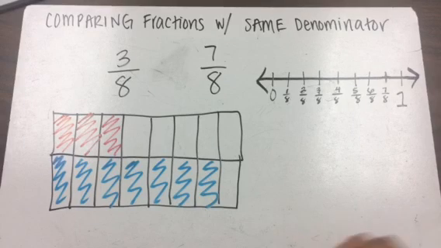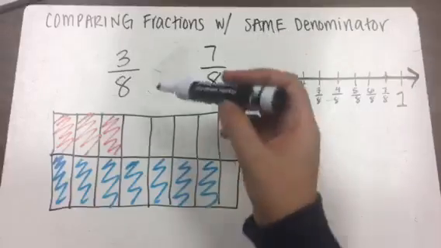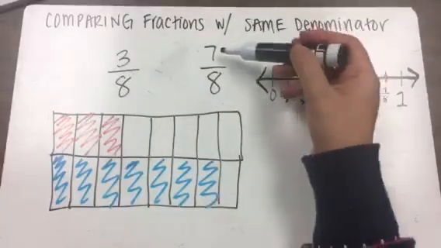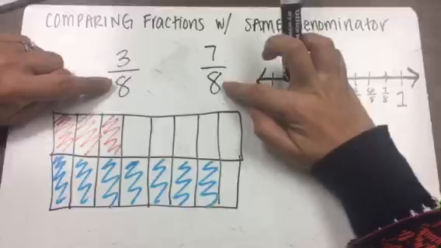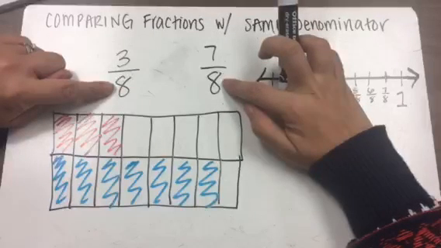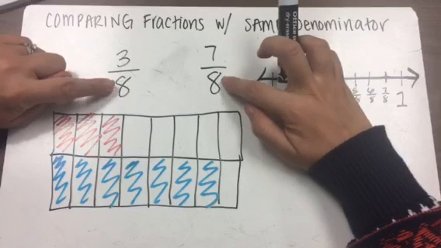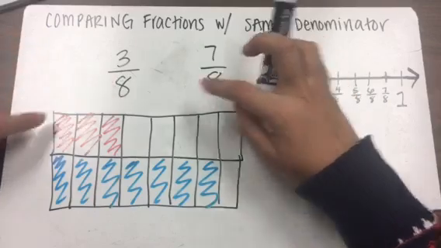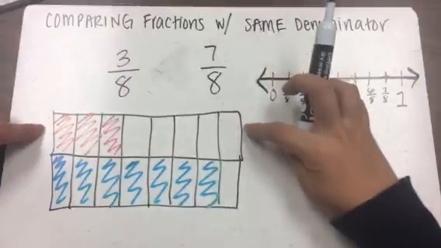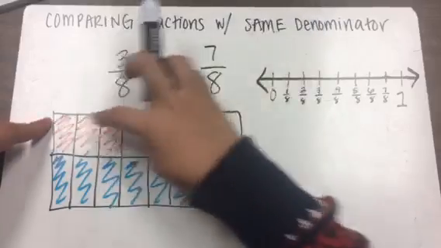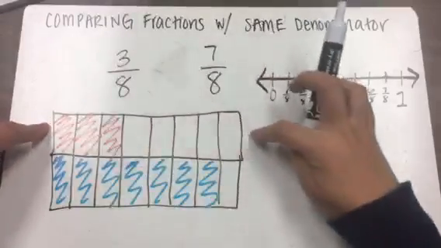Hey guys, today we're going to be learning how to compare fractions with the same denominator. So I have 3/8 and 7/8. If you notice, this is your denominator, which is the number at the bottom, okay? And the denominator tells you how many parts you have in a whole. So here I have 8 total parts.